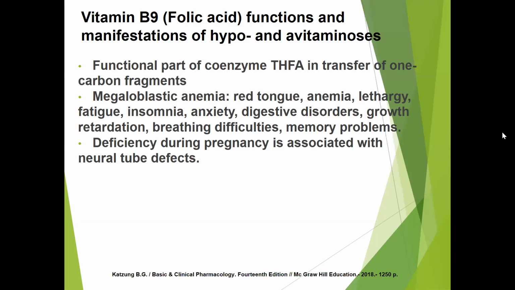Vitamin B9, folic acid, functions and manifestations of hypo and avitaminosis. Functional part of the coenzyme THFA in transfer of the 1 carbon fragment. Megaloblastic: if the patient has the deficiency of the B9 and B12, that is the problems of the hemopoietic part. And patients will have the megaloblastic, hyperchromic anemia.